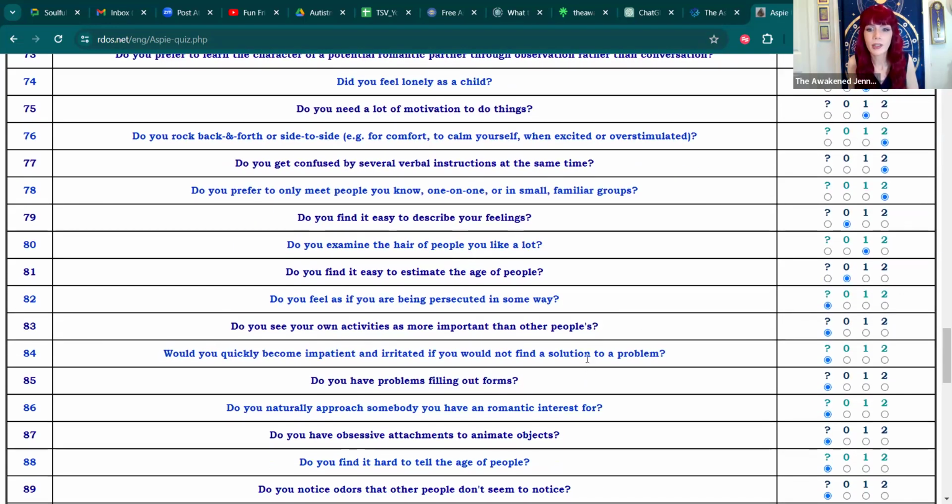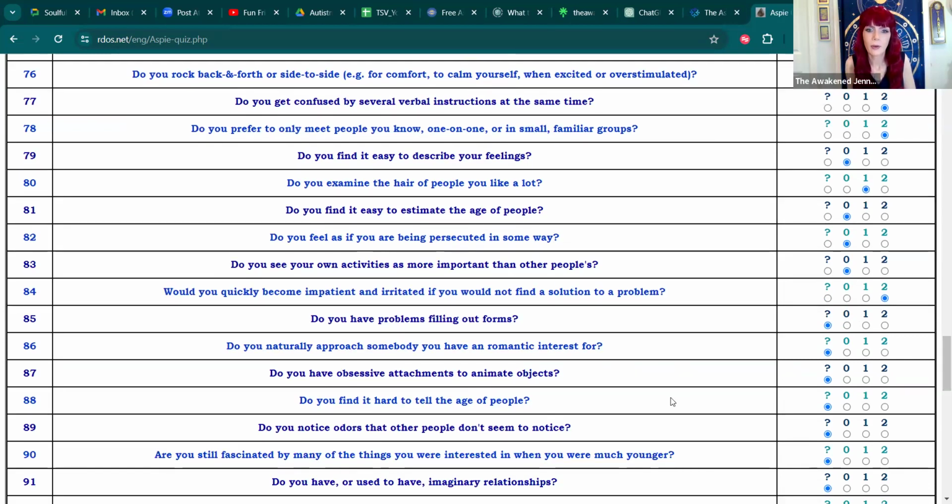Do you feel as if you were being persecuted in some way? I don't know. I would say sometimes we all feel like that, but no. Do you see your own activities as more important than others? No. Would you quickly become impatient and irritated if you would not find a solution to a problem? I can. Do you have problems filling out forms? Sometimes.